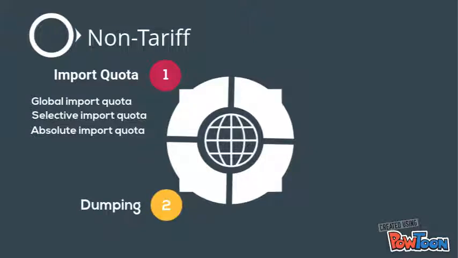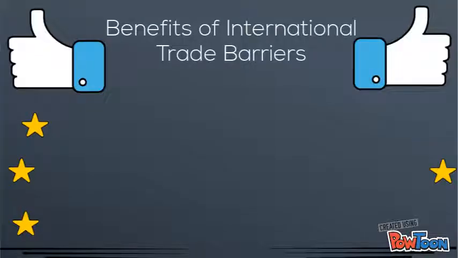2. Dumping. Dumping is a form of international price discrimination. It happens when overseas products are priced lower than the same local product, even with the tariff and transportation costs. 3. Export subsidies. Export subsidies are government assistance to exporters.